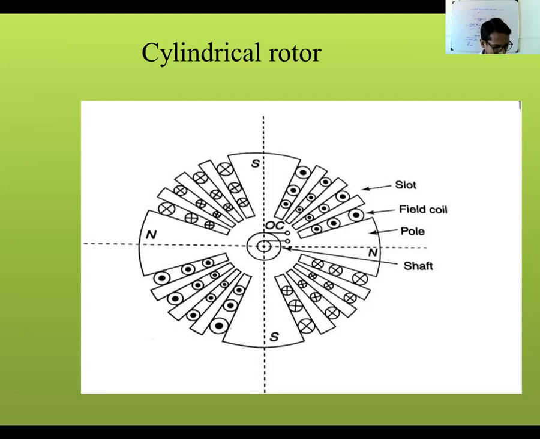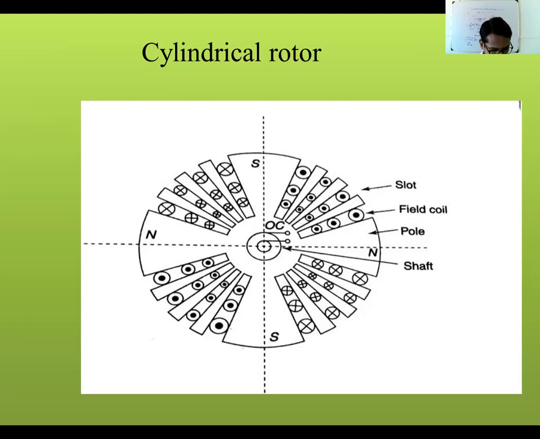Typically, cylindrical rotor alternators have 2 or 4 poles. The figure above shows the 4-pole machine. Cylindrical rotor machines have less winding losses and generation is less noisy due to the uniform air gap. In the case of the salient pole rotor, the air gap is not uniform.